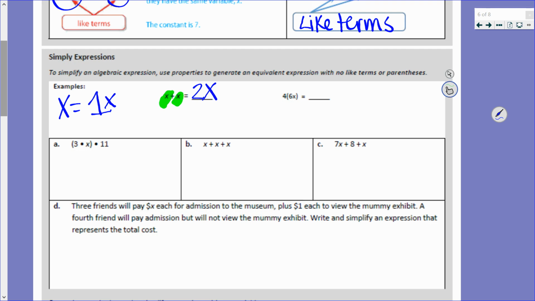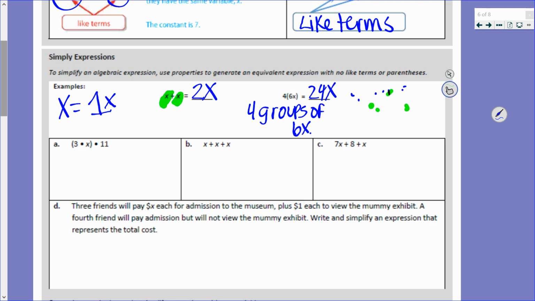All right, and then this one over here. This is 4 groups of 6x. So 6x 4 times is how many x's? 24x. Good. All right. No, my x is lowercase. It's just I write weird, so it's the same size.